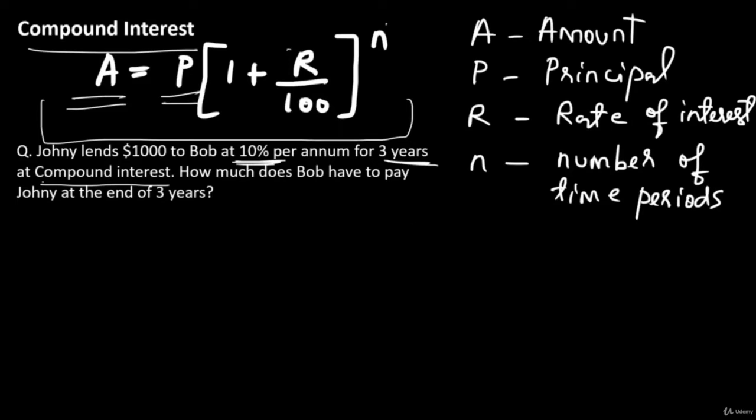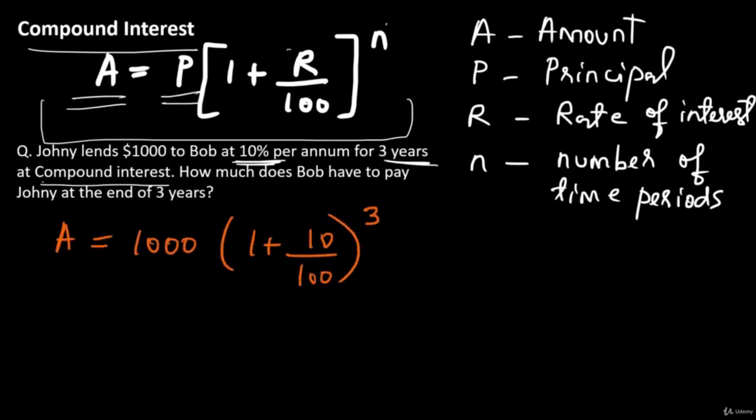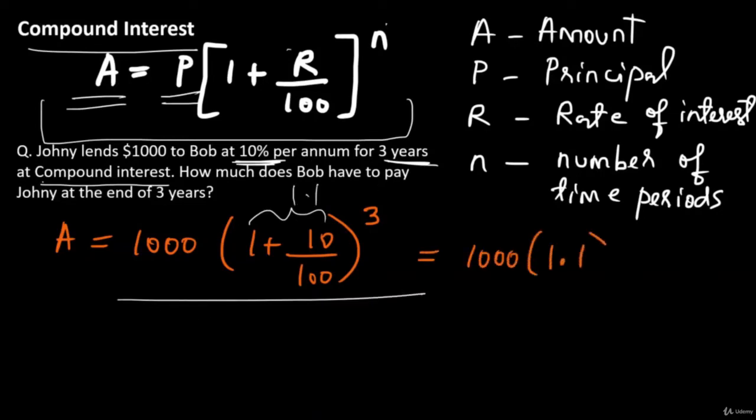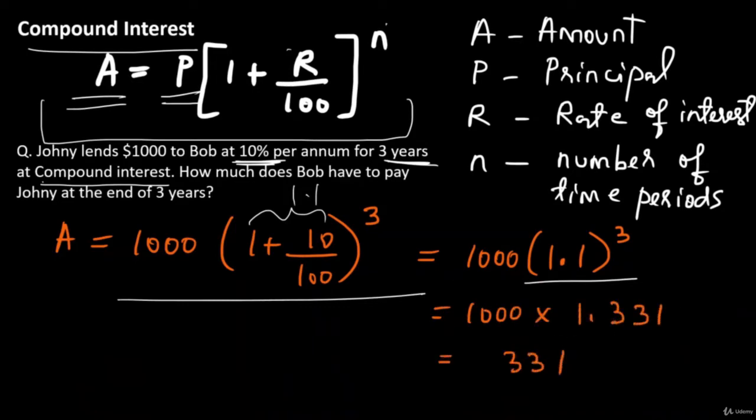So let's apply it. A is equal to 1000, which is the principal, into 1 plus 10 by 100. 10 is the rate of interest, to the power 3 because we have 3 years over here. All right, so 1 plus 10 by 100 is equal to 1.1. So this expression becomes 1000 into 1.1 to the power 3. Now 1.1 to the power 3 is equal to 1.331. So 1000 into 1.331 is equal to $1331.